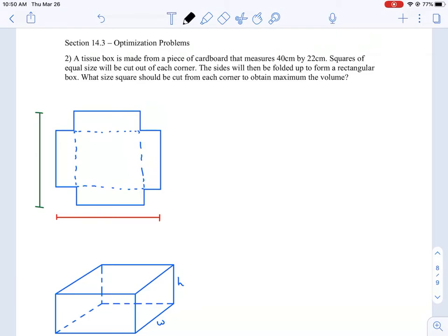Alright class, in this video I'll be doing the second example from section 14.3. It says a tissue box is made from a piece of cardboard that measures 40 centimeters by 22 centimeters. Squares of equal side length will be cut out of each corner. The sides will then be folded up to form a rectangular box. What size square should be cut from each corner to obtain maximum volume?